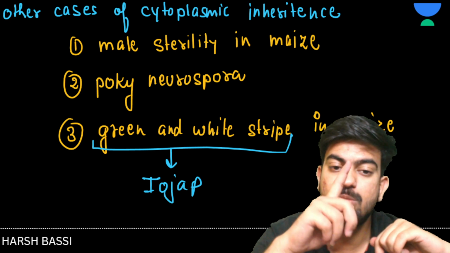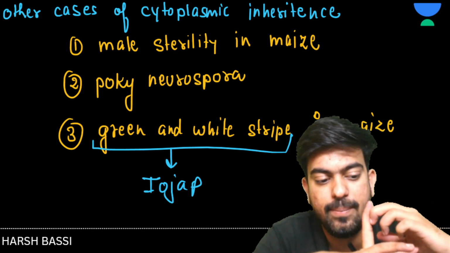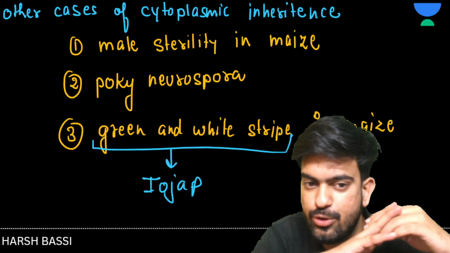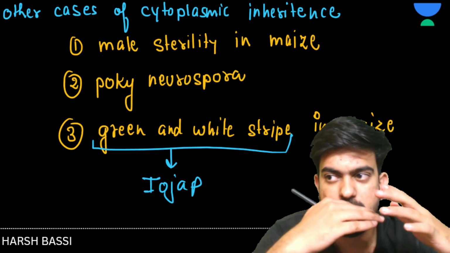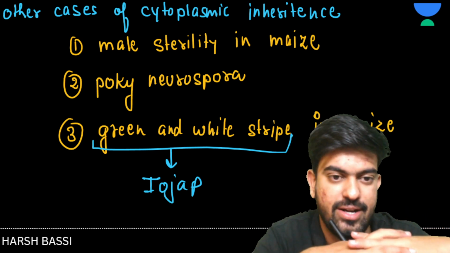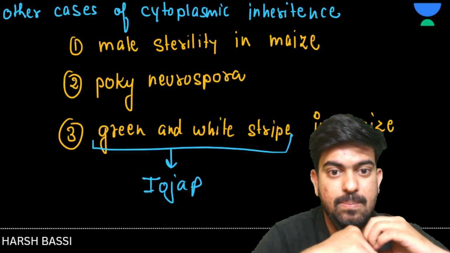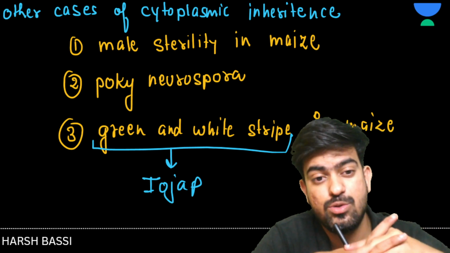Tomorrow again we are going to complete linkage, which is the chromosomal theory of inheritance, and then sex determination and sex linked inheritance. After this the chapter will be complete.